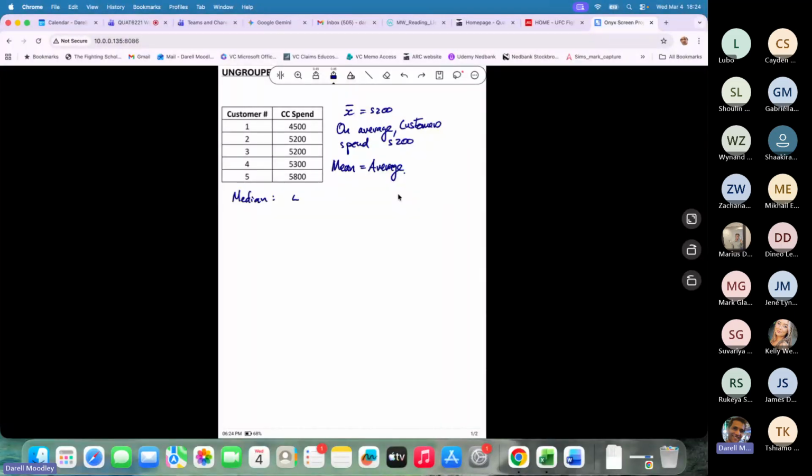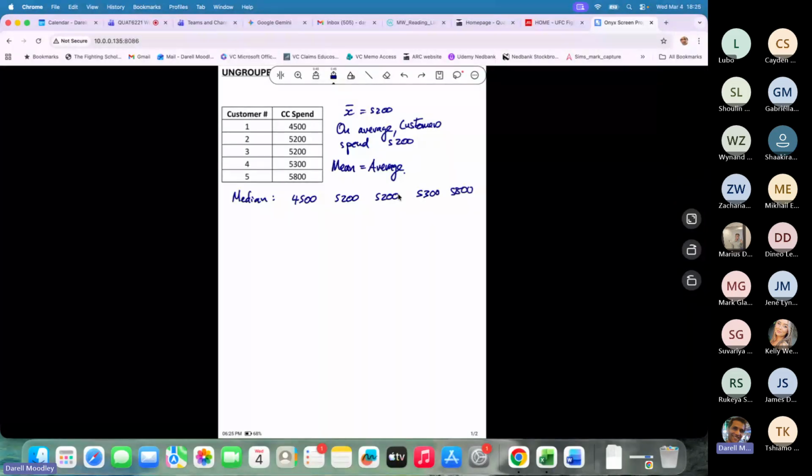So the first customer spent 4,500. That was the lowest spend. The next highest value is 5,200. The next highest value is 5,200 again. Then 5,300, and then 5,800. So these are the 5 amounts.